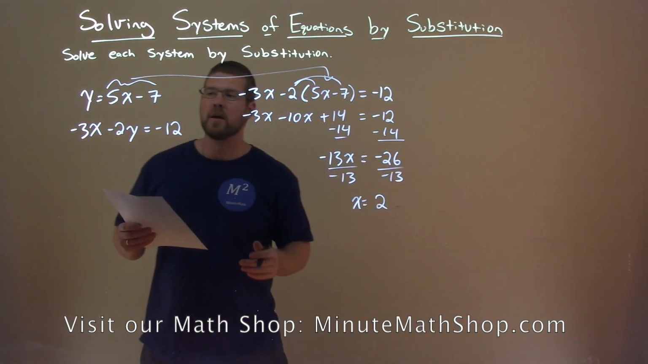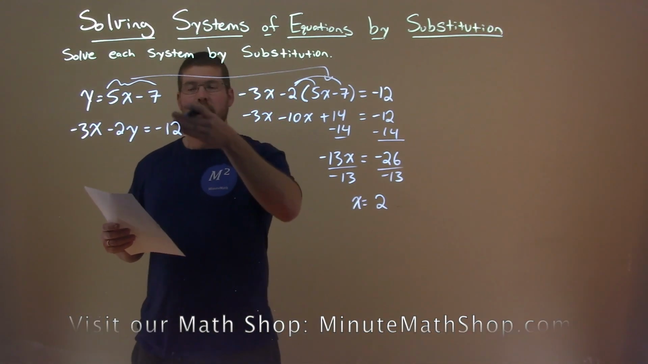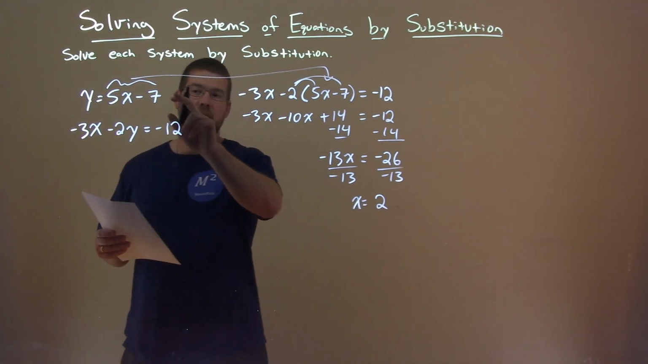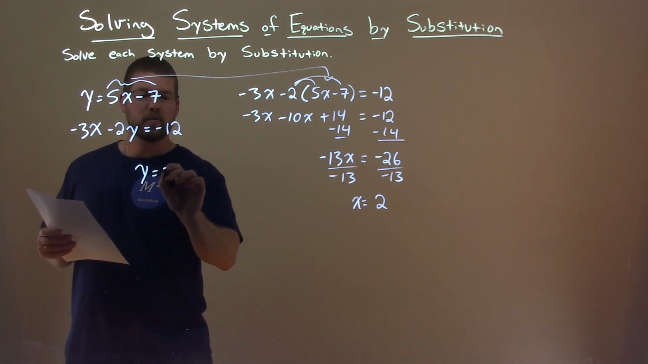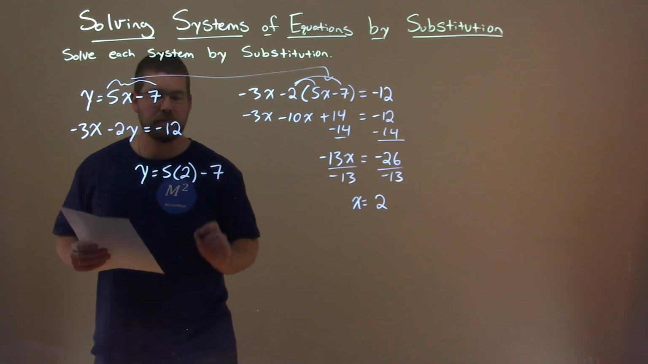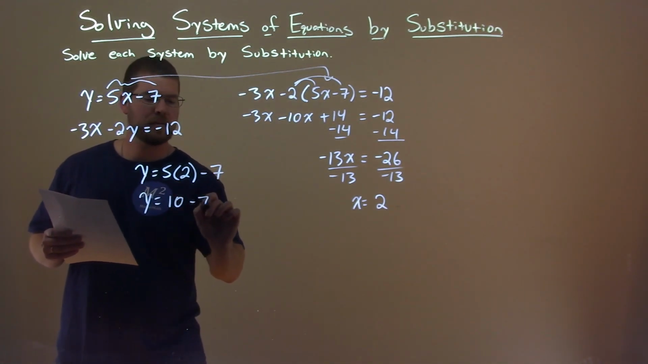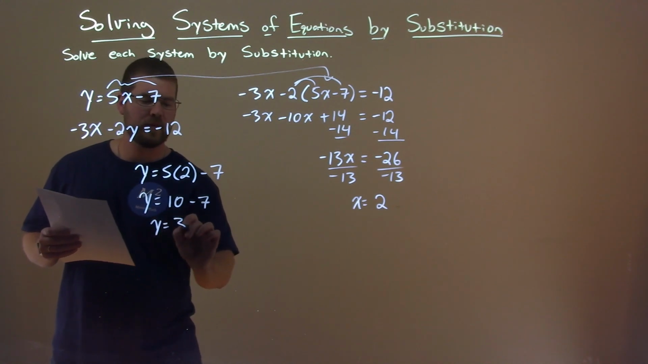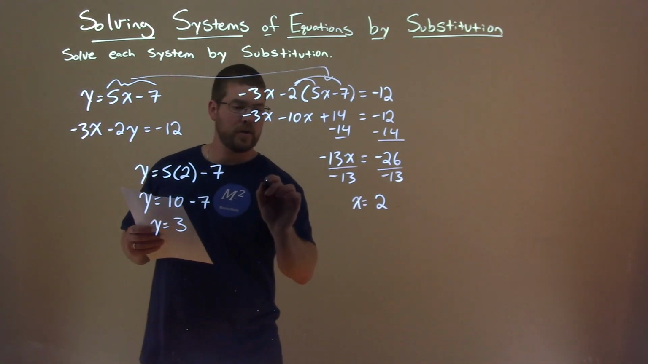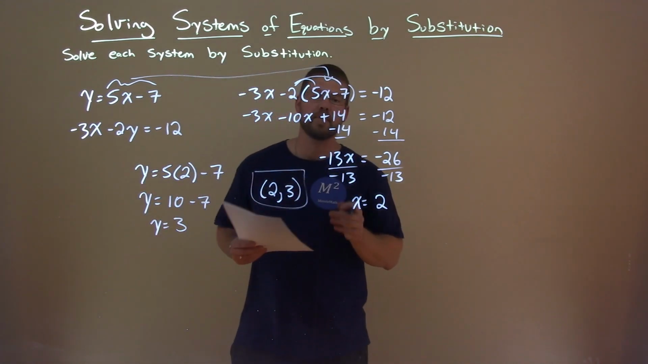So we have our x value, we want to find our y. We take this x equals 2 and plug it into one of our first two equations. The first one I think is easier. y equals 5 times that 2 minus 7. From there, y equals 5 times 2 is 10 minus 7, and 10 minus 7 is 3. So our answer here is (2, 3), and that is our final answer.